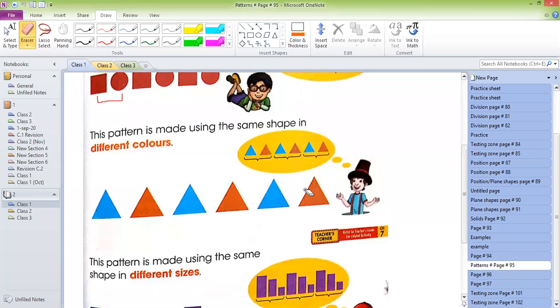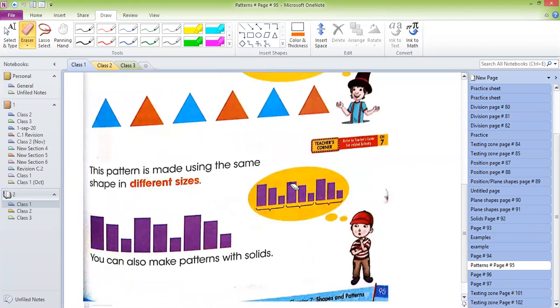If I ask you after blue triangle, which triangle will come? You will say, sir, orange triangle. And if I ask you after orange triangle, which triangle will come? You will say, sir, blue triangle, because in the pattern after blue triangle, there is orange triangle, and after orange triangle, there is a blue triangle. We have done practice of these patterns by using different colors also.